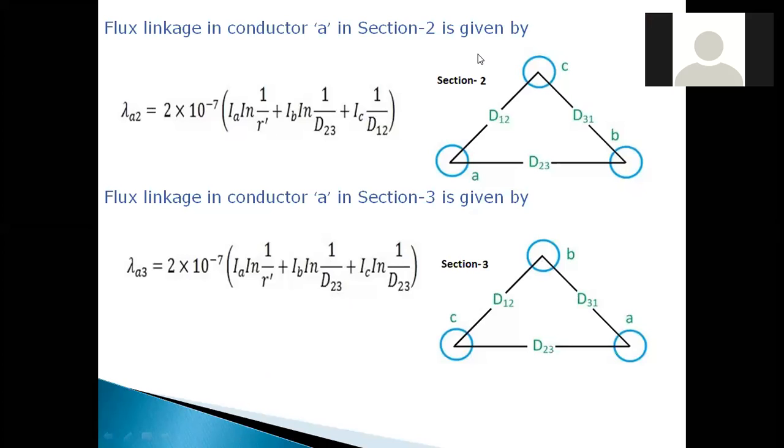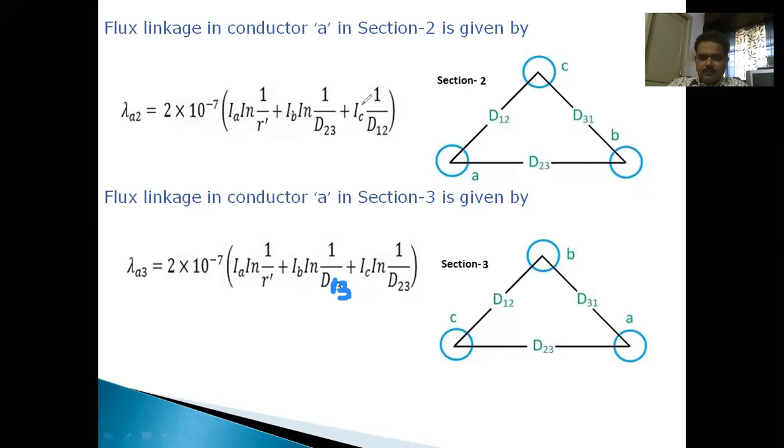So I can modify this. I want to modify this. This is D13. Here ln is missing. Okay.